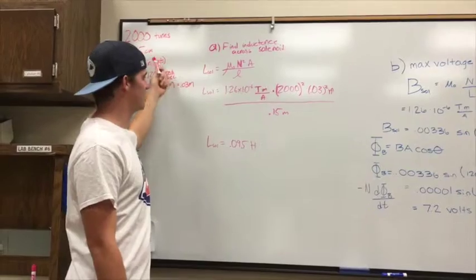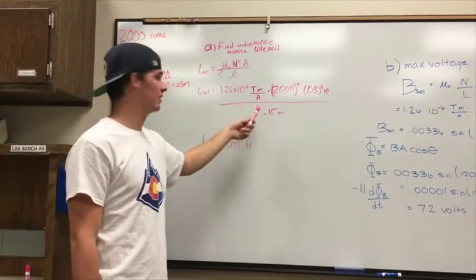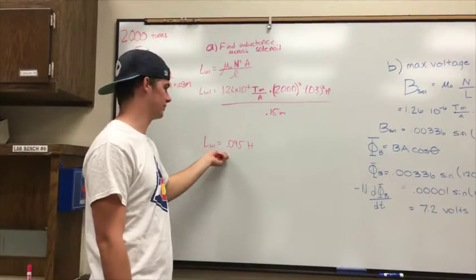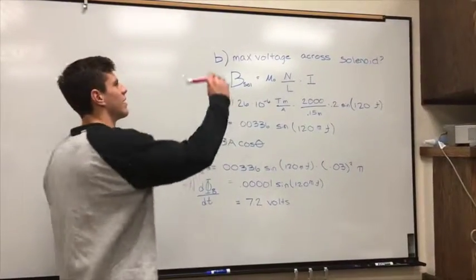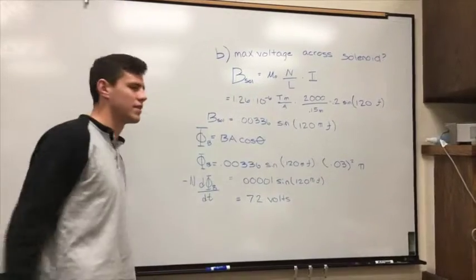So we took our given numbers and just plugged them in, and we got the inductance of our solenoid to be 0.095 henries. So part B of our question was to find the max voltage across the solenoid.